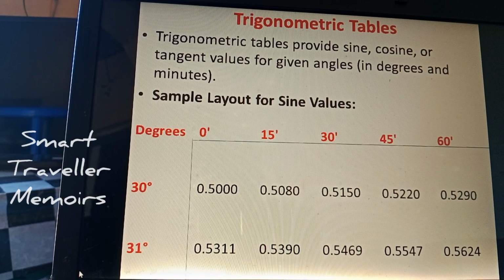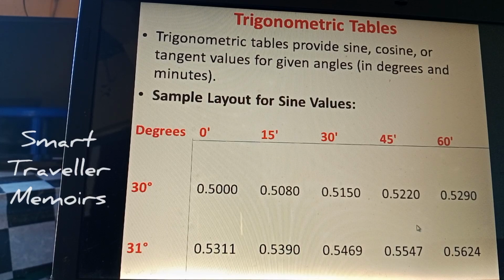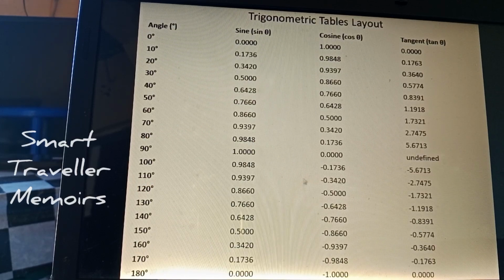Trigonometric tables. Trigonometric tables provide sine, cosine, or tangent values for given angles in degrees and minutes. Sample layout for sine values. You can see the sample there. All right. And the tables are laid like that.